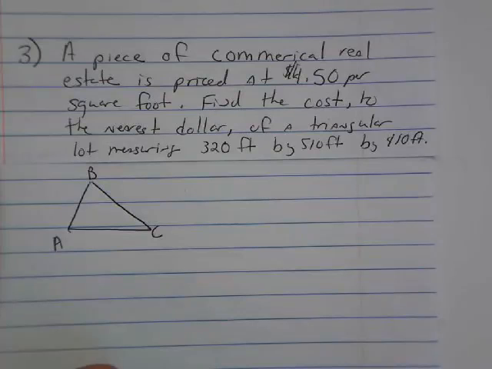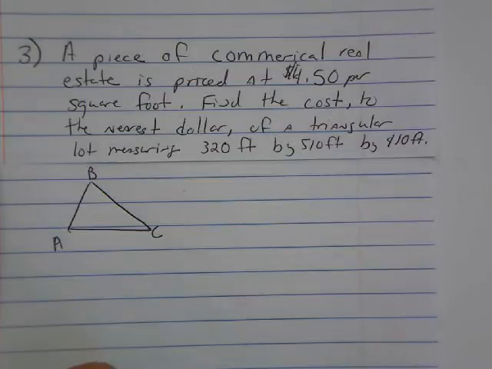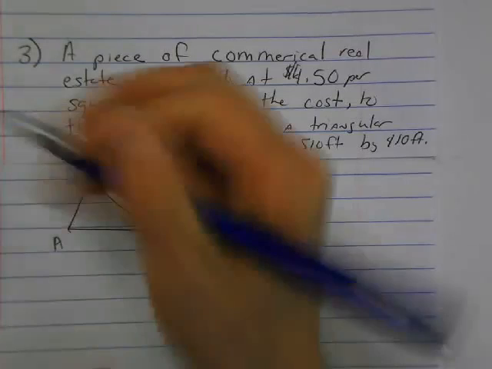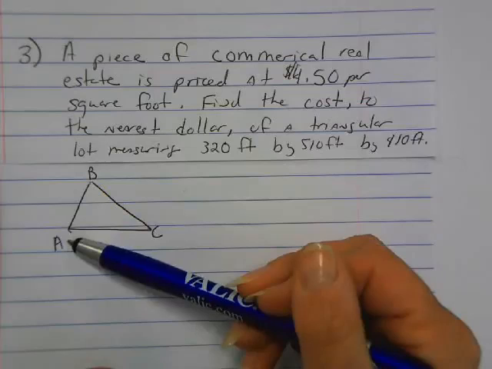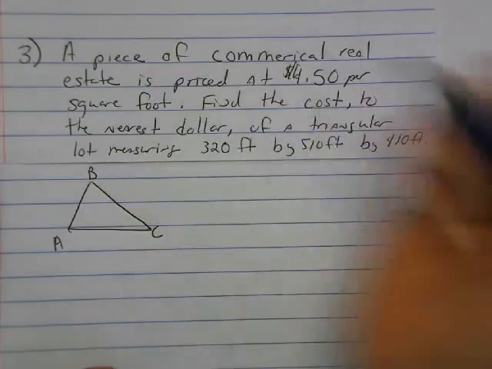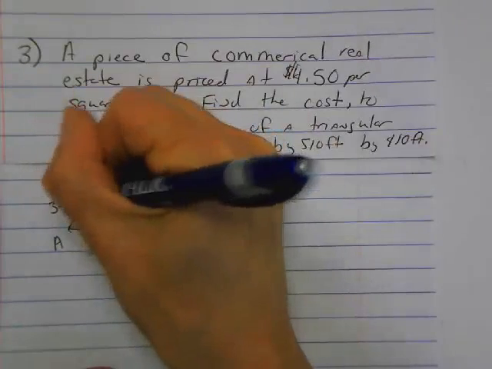Alright, so after having an argument with myself, we are going to go ahead and do number 3 tonight. A piece of commercial real estate is priced at $4.50 per square foot. Find the cost to the nearest dollar of a triangular lot measuring 320 feet, 510 feet, and 410 feet. So start off by drawing your triangle, and you can label any side you want: 320, 510, and 410.